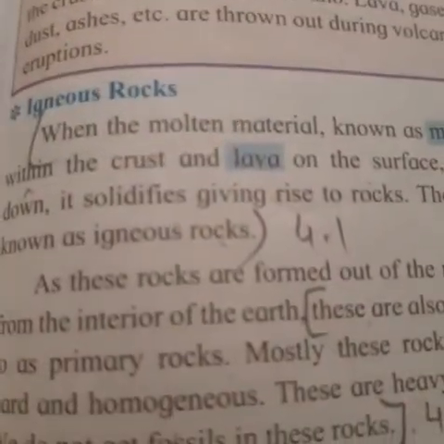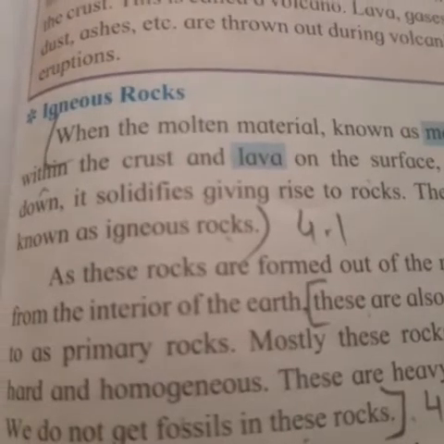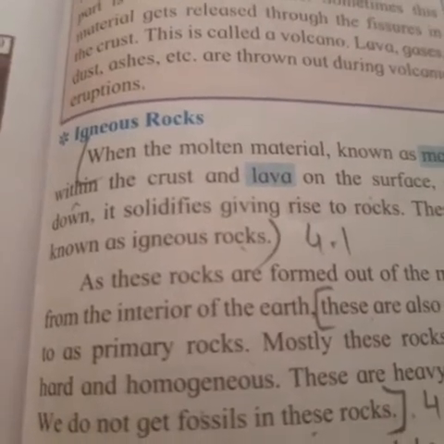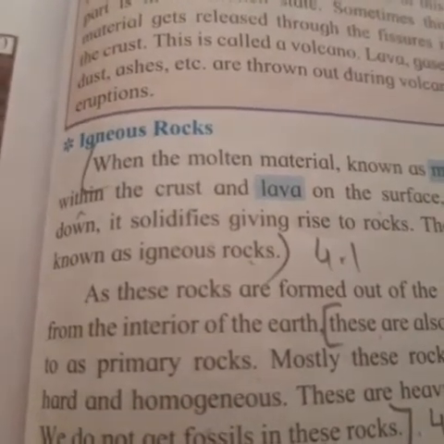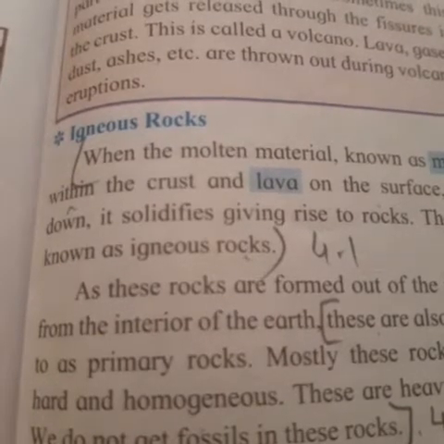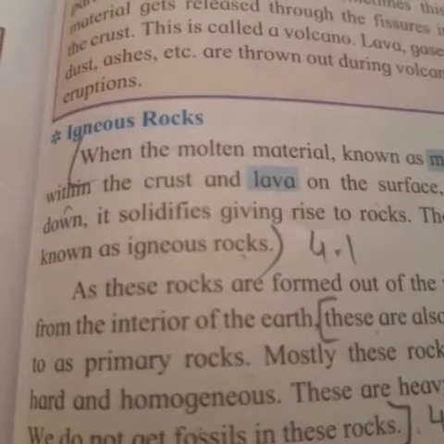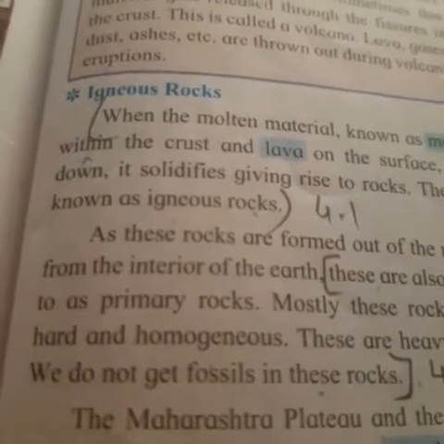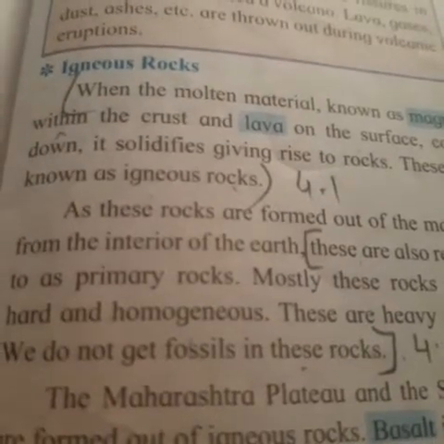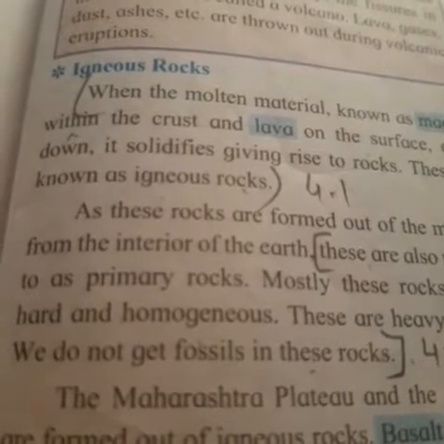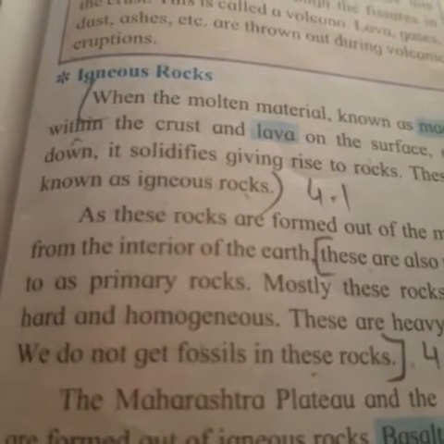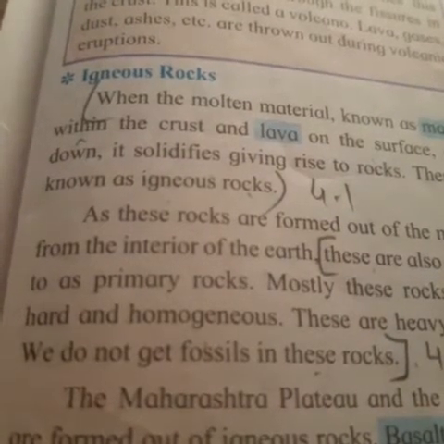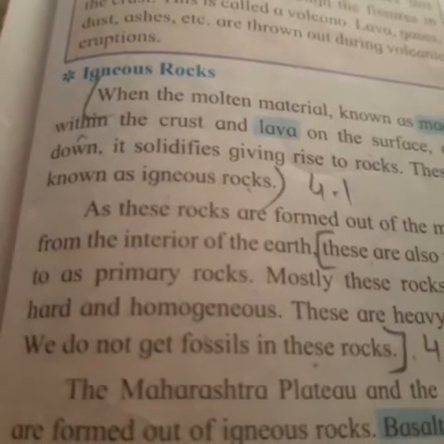In the igneous rocks paragraph, they have explained that when the magma within the crust and the lava on the surface cools down and becomes solid, it gives rise to rocks. So these are known as igneous rocks. They are also called primary rocks because they are formed from the interior of the earth, and they are hard, of similar kind, and heavy. They are also called magmatic rocks, and fossils are not found in them.